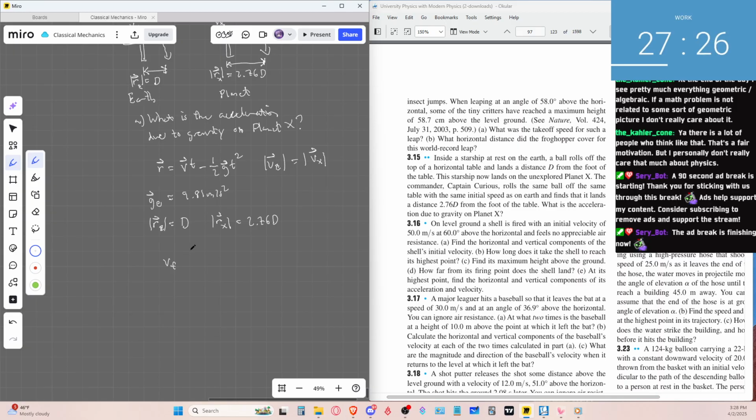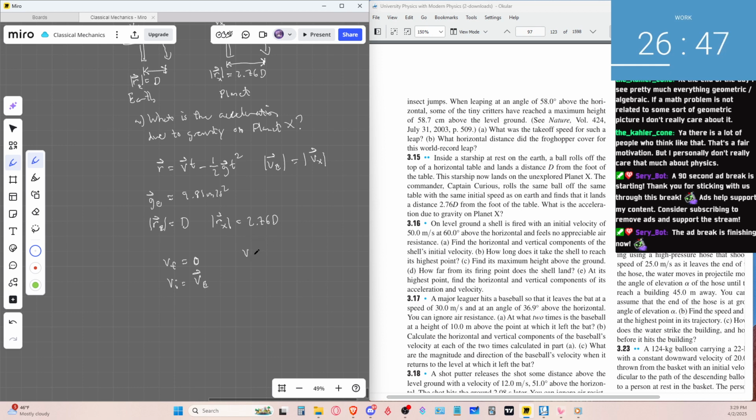So actually, can we assume that the initial velocity is 0? No. The final velocity would have to be 0, I think, because the ball rolls off the table, and then the initial velocity would have to be equal to the speed. So let's just do it for Earth first, because we already know the acceleration due to gravity.